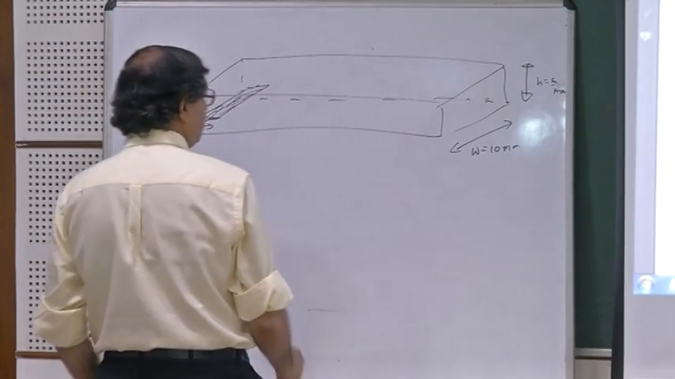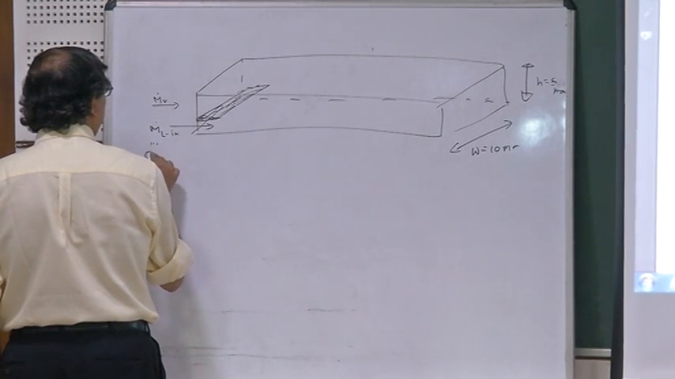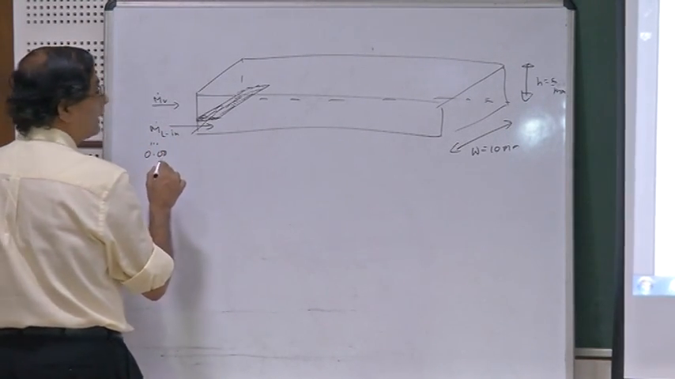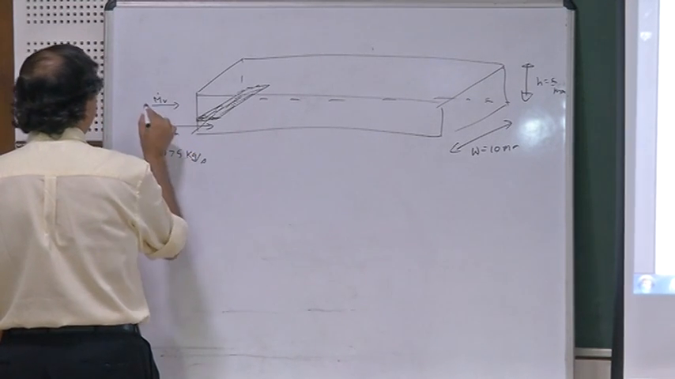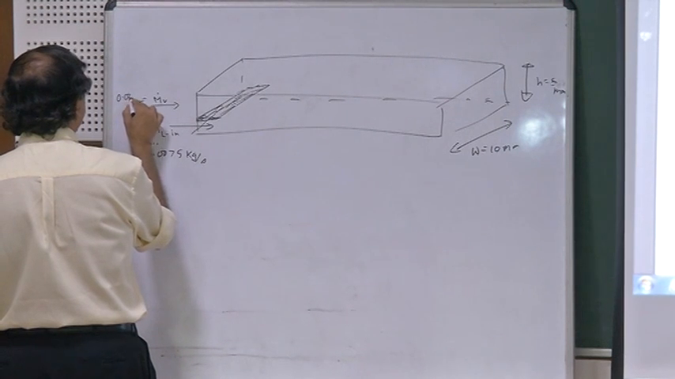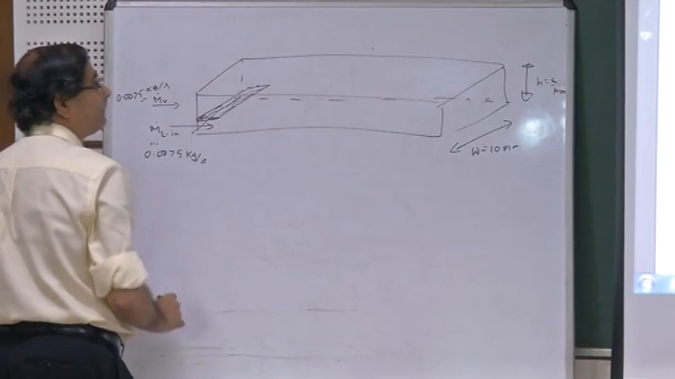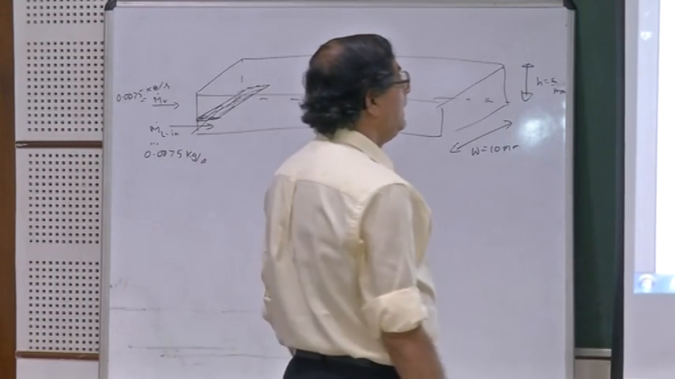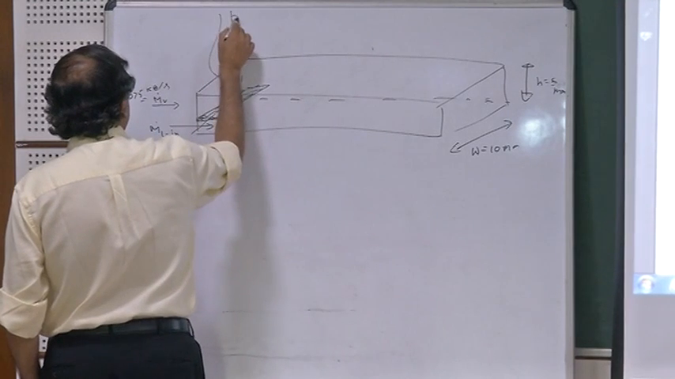Both m dot liquid and m dot vapor at the inlet are 0.0075 kilogram per second. The inlet pressure is 120.1 kilopascal.